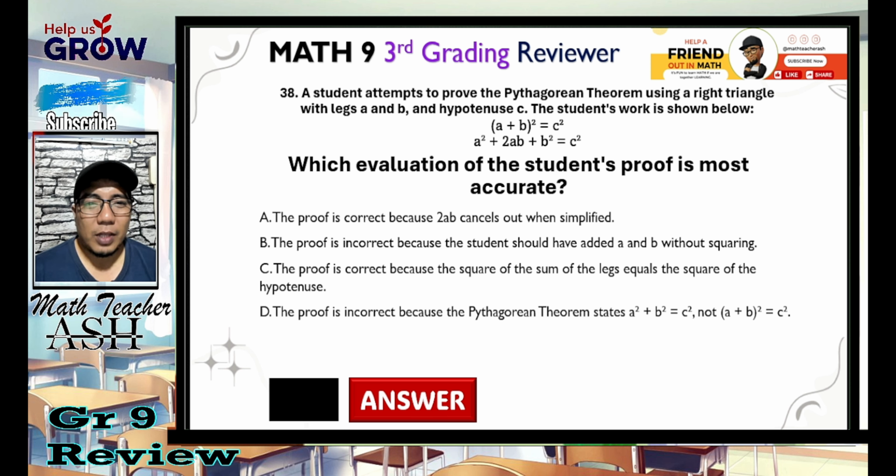Which evaluation of the student's proof is most accurate? Is it A, the proof is correct because 2ab cancels out when simplified? B, the proof is incorrect because the student should have added a and b without squaring? C, the proof is correct because the square of the sum of the legs equals the square of the hypotenuse? Or D, the proof is incorrect because the Pythagorean theorem states a squared plus b squared is equal to c squared, not the quantity a plus b squared is equal to c squared. I'll give you 5 seconds to think about your answer.